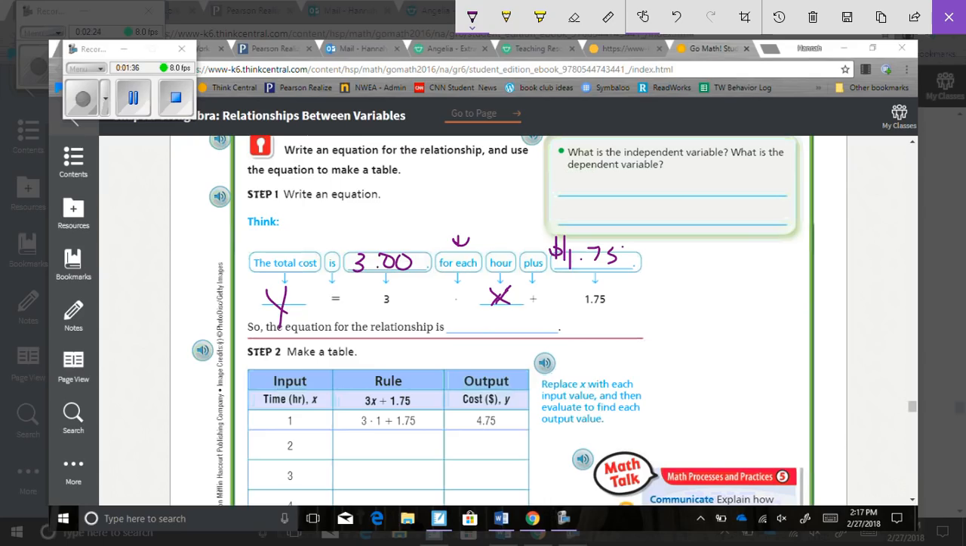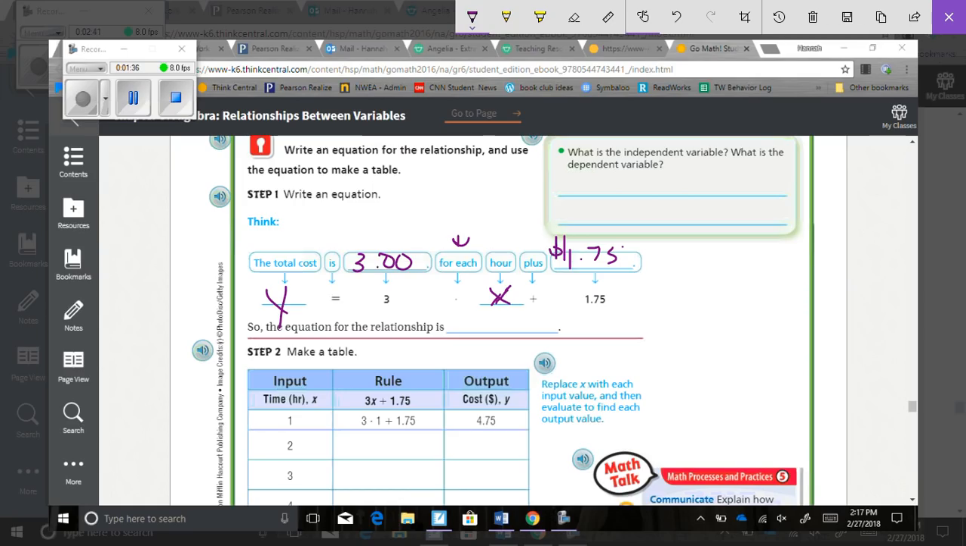So what is the dependent variable and what is the independent variable? The independent variable is the time in hours. And the dependent variable is the cost in dollars, because the cost in dollars depends on how many hours we are skating.